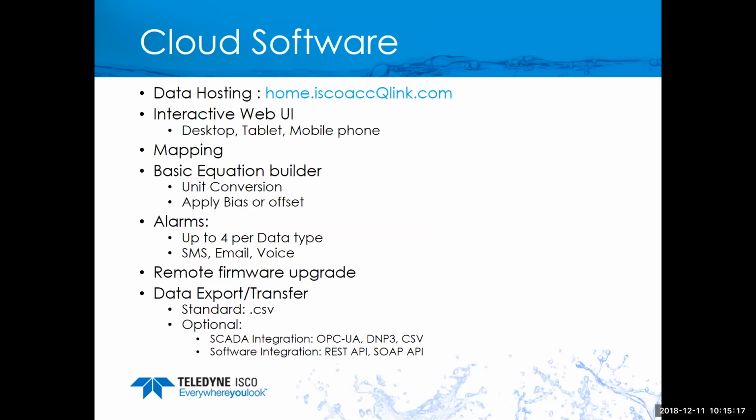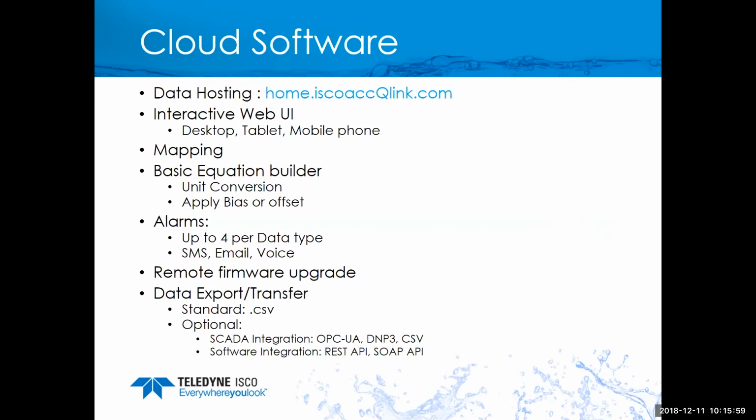The data is hosted directly on a cloud server and accessed via home.isco-acculink.com. We have an interactive web UI, so you can view your data and view information about the logger as it's stored out there, transmitting from the field. Up to 4 alarms per data type, so multiple alarms, SMS and email, are available to give you indications of when some sort of event has occurred.